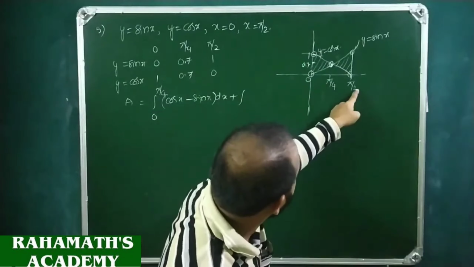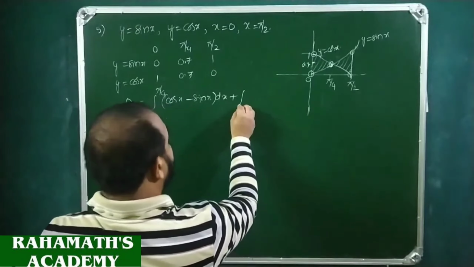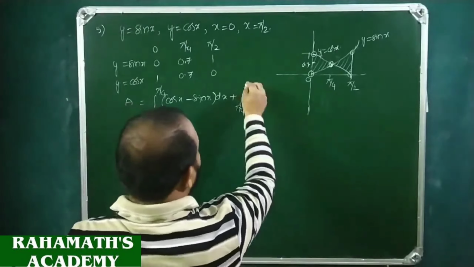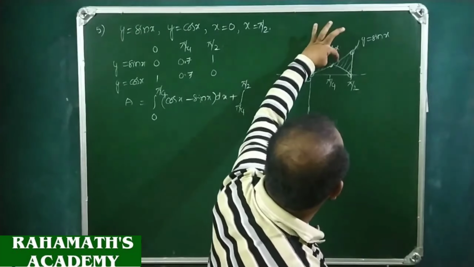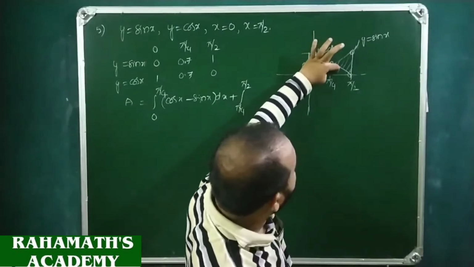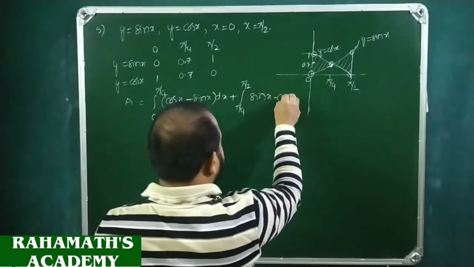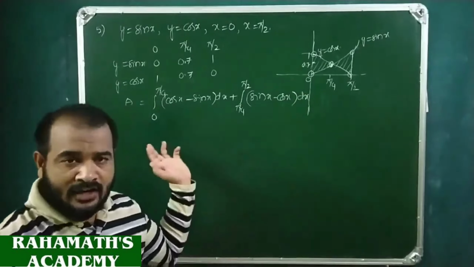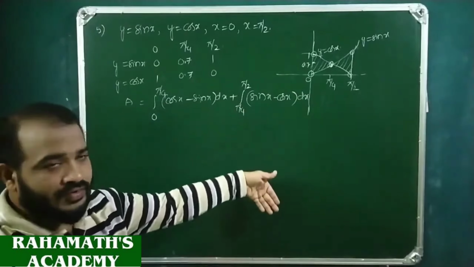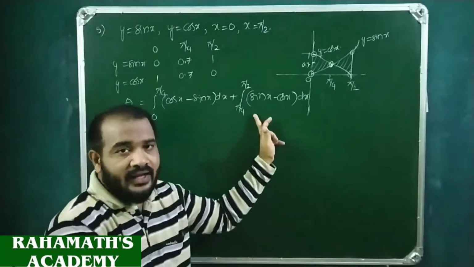But from pi by 4 to pi by 2, this area also we need to get. So from pi by 4 to pi by 2, this time, sin x is the upper curve, this is the lower curve. Sin x minus cos x dx. So we know how to evaluate from this onwards. All we need to know is this only.